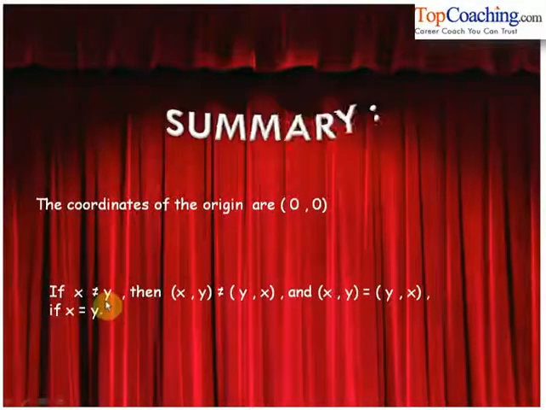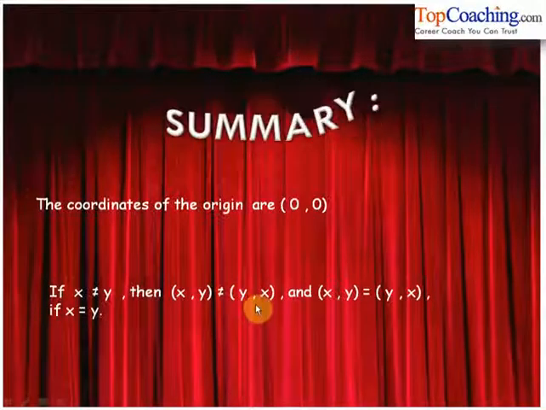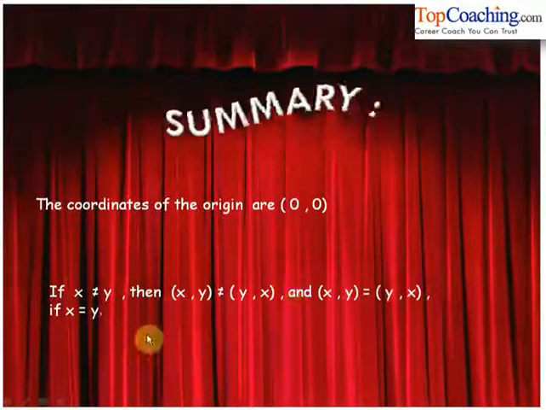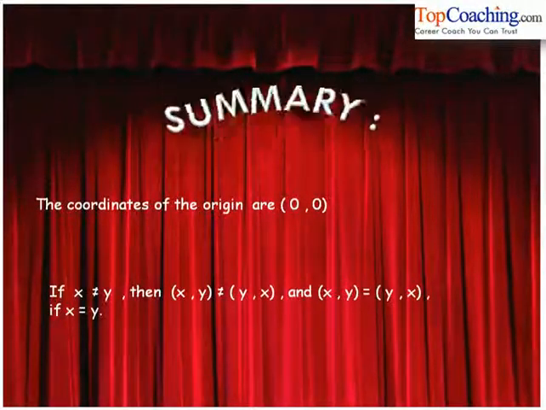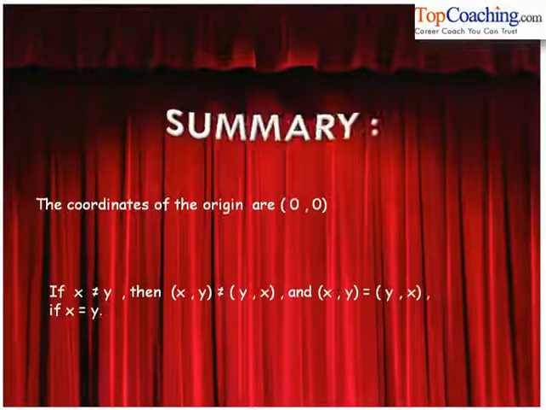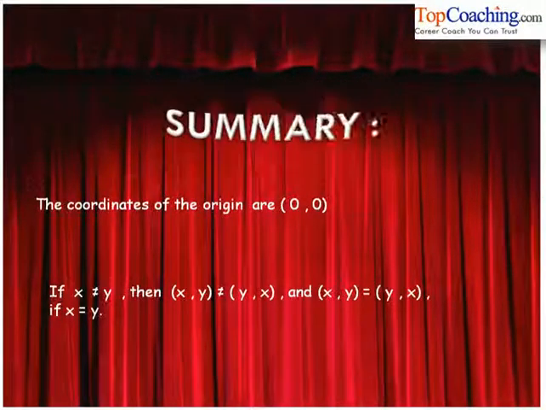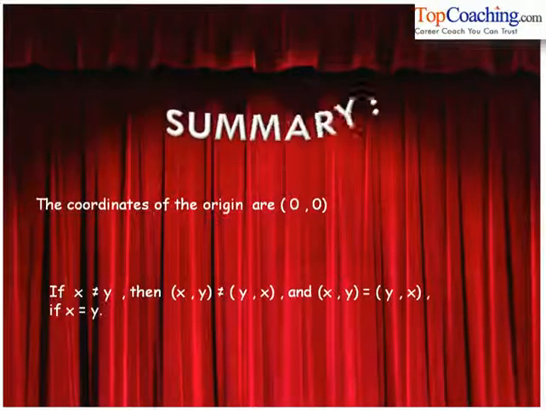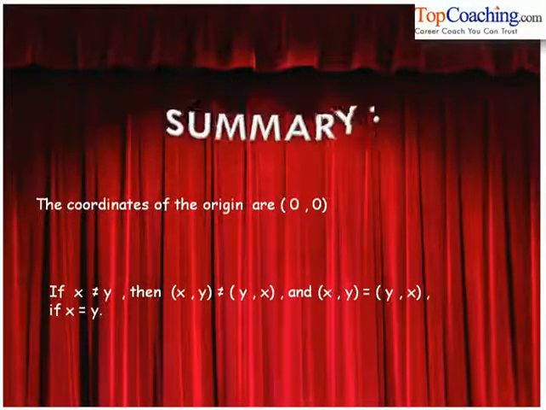If x is not equal to y, then (x, y) is not equal to (y, x), and (x, y) is equal to (y, x) if x is equal to y. So if x is not equal to y, then (x, y) would not be equal to (y, x). That is, we cannot interchange the abscissa and the ordinate. But if x is equal to y, then in that case we can write (x, y) equal to (y, x). That is, we can interchange the abscissa and the ordinate in this case.